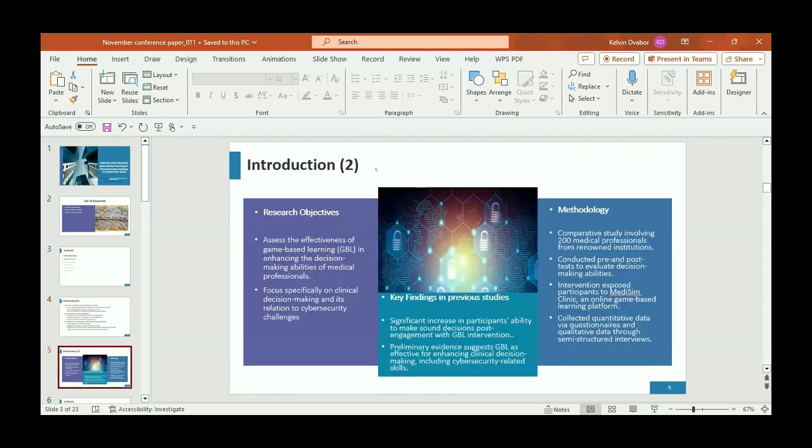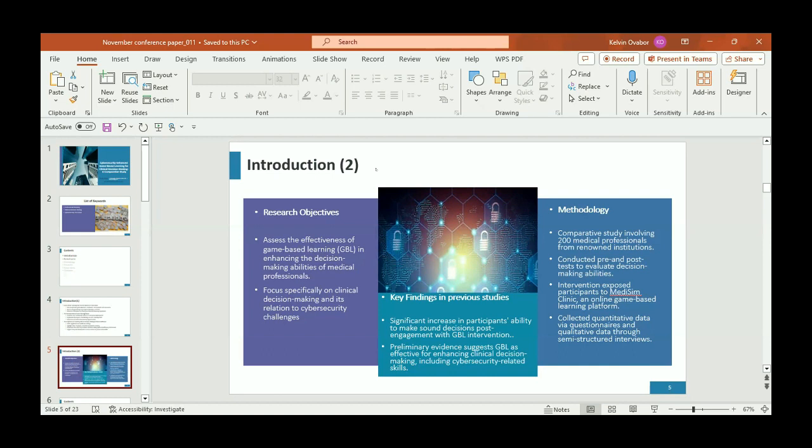As a form of introduction, what are the objectives? One of the objectives is to assess the effectiveness of game-based learning in enhancing the decision-making abilities of medical professionals. The second objective is to focus specifically on clinical decision-making and its relation to cybersecurity challenges.